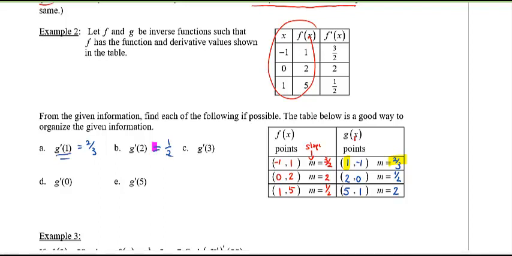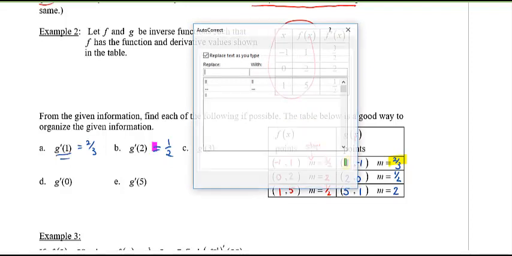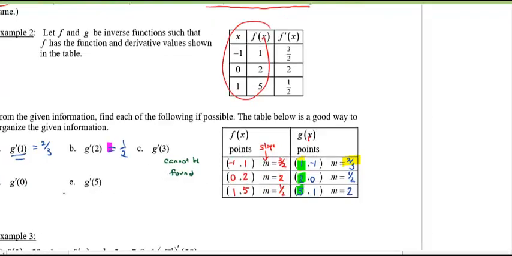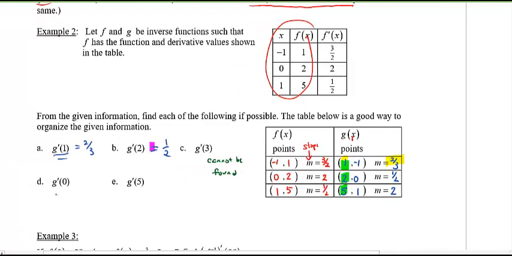Oh, that's a problem because I don't have 3. I have 1, I have 2, I have 5. I don't have 3. So it doesn't mean there's no answer, it's just that it cannot be found. Same thing with g prime of 0. It just cannot be found. I just don't know what it is because I only have a limited amount of data. And finally, g prime of 5. Yeah, that can be found. That's equal to 2.